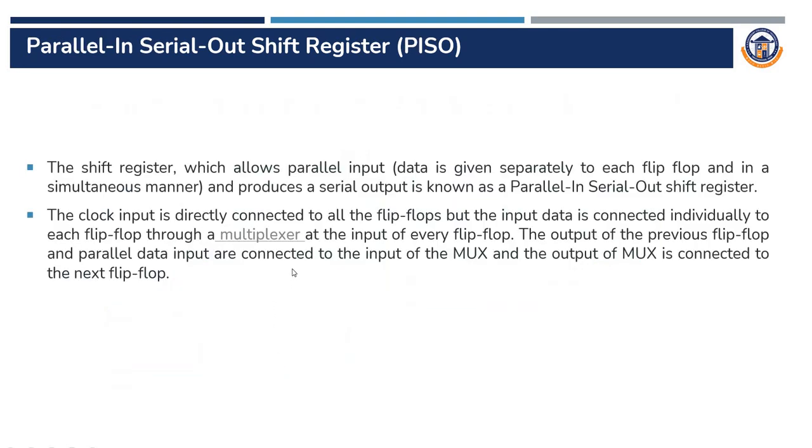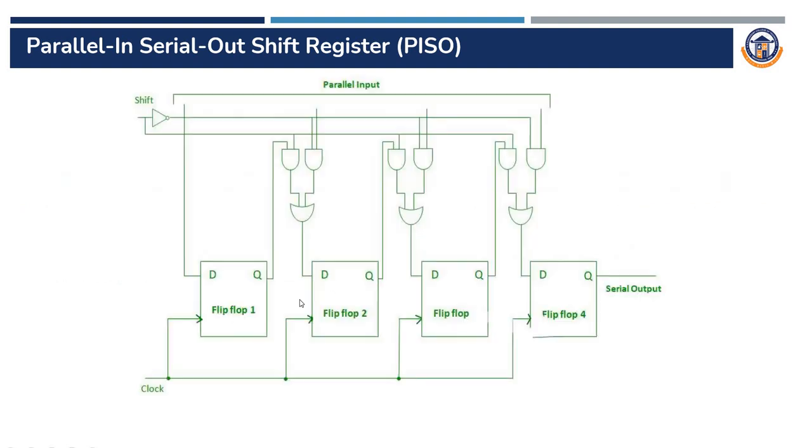Parallel in serial out shift register. As the name indicates, we are giving the data input parallelly and we take the data output serially. In order to give the input to all the flip-flops parallelly, we use multiplexers.